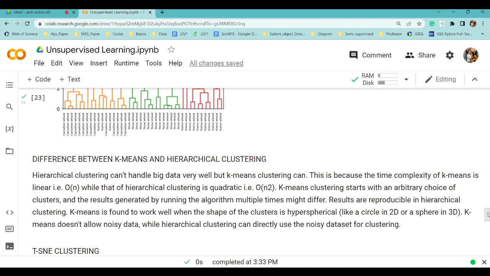My iris data is comparatively big compared with the data set which I worked on for hierarchical. So hierarchical clustering cannot handle big data while k-means can. That is why I didn't use my iris data. Okay, and there are other differences as well between k-means and hierarchical. I have shared this. You can read about it.